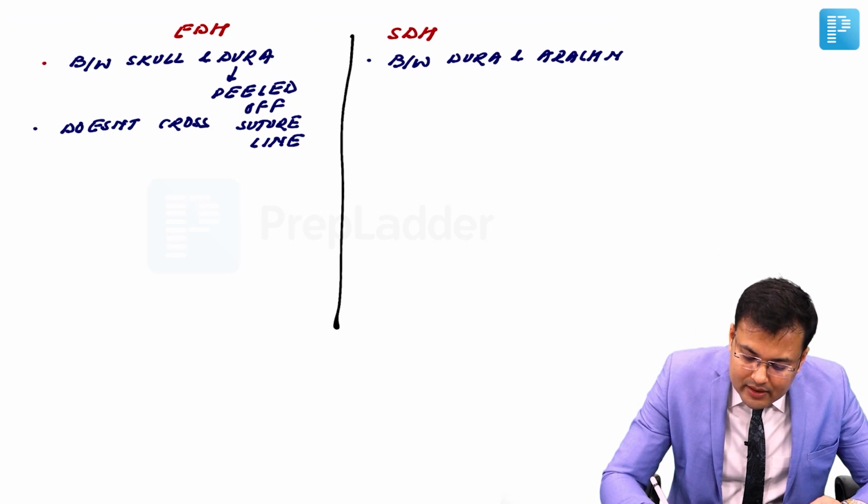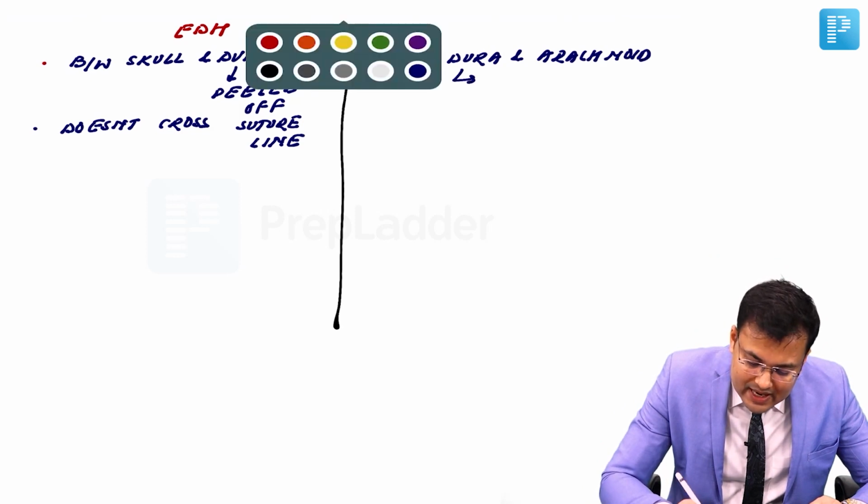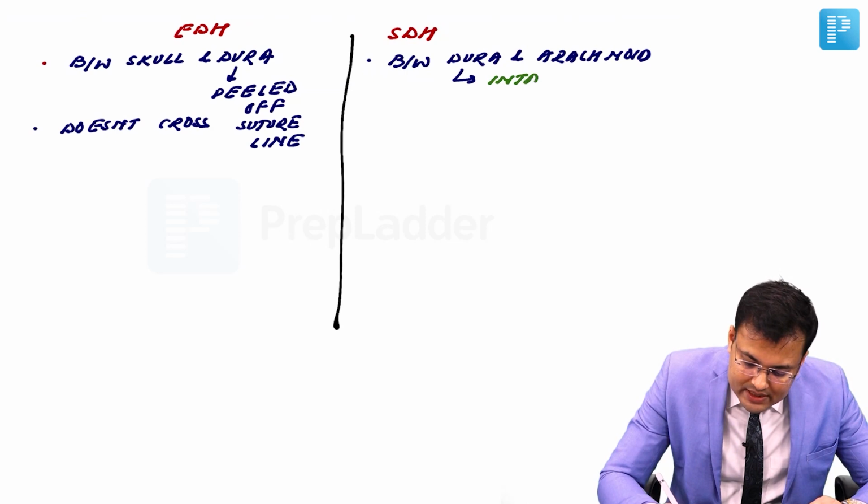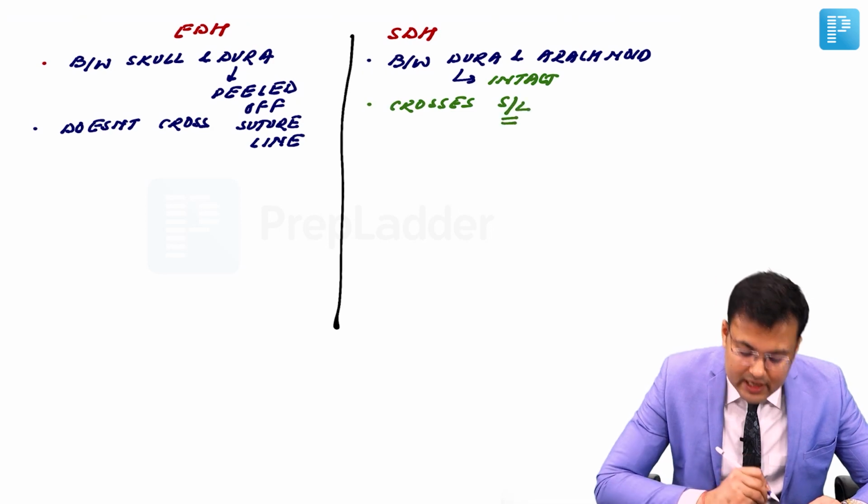And that's why here the dura is intact. Dura is intact, but it crosses the suture line. Crosses suture line. Okay.